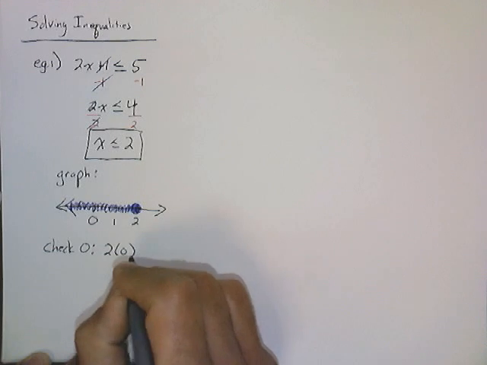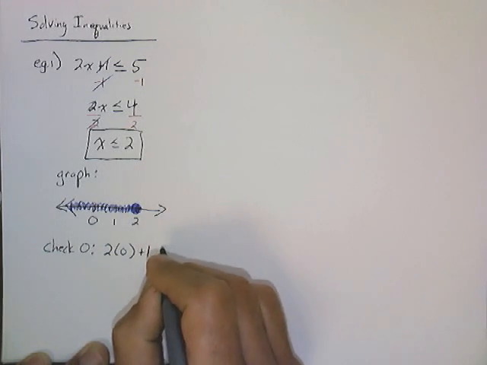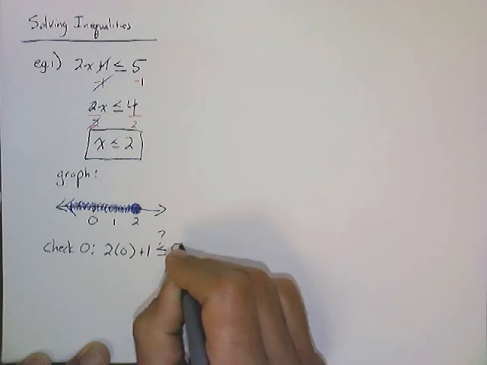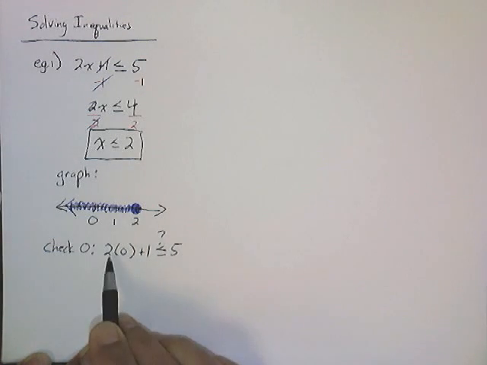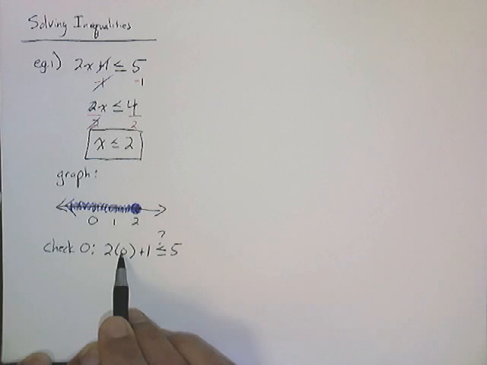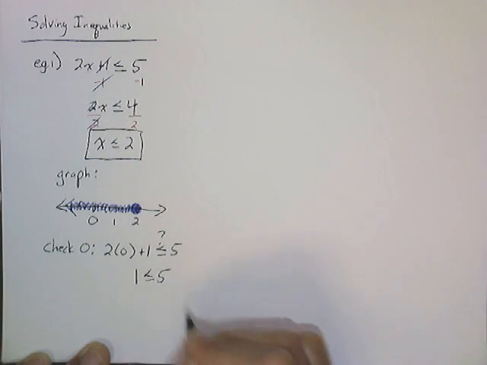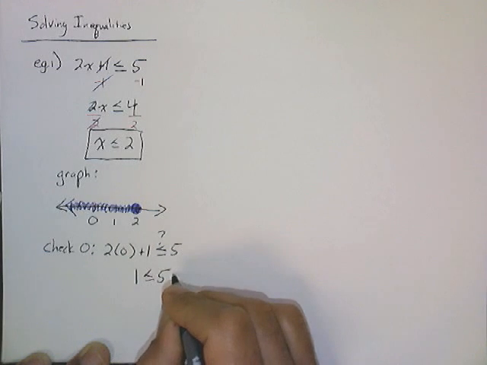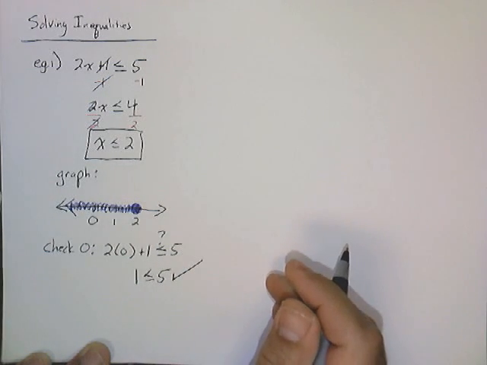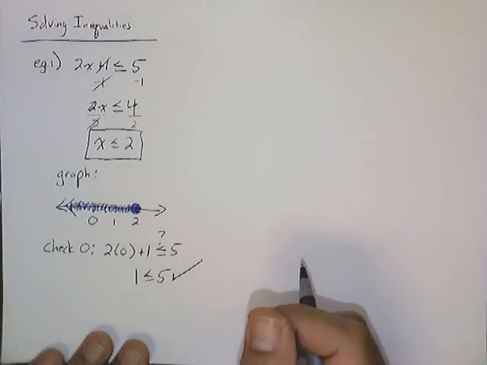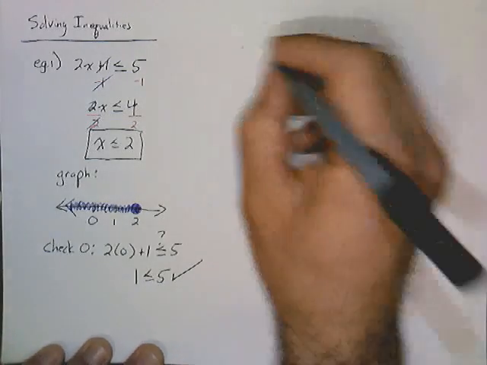2 times 0 plus 1. We ask ourselves, is that actually less than or equal to 5? I simplify here. 2 times 0 is 0, plus 1 is 1. 1 is definitely less than or equal to 5. Yes. Good. Pretty simple, right? Let's try another one.